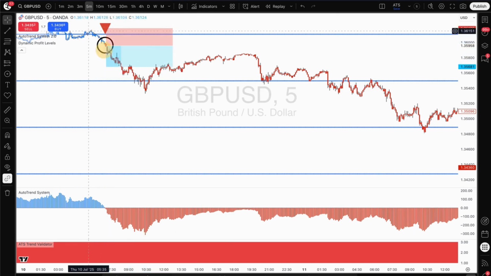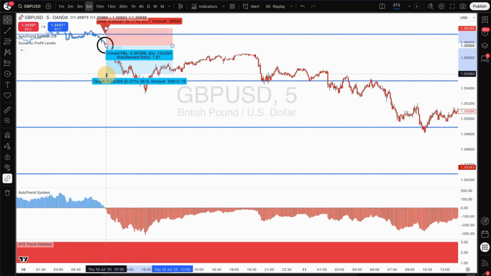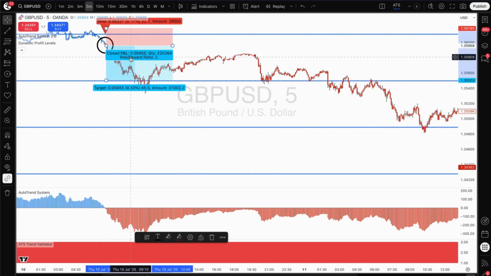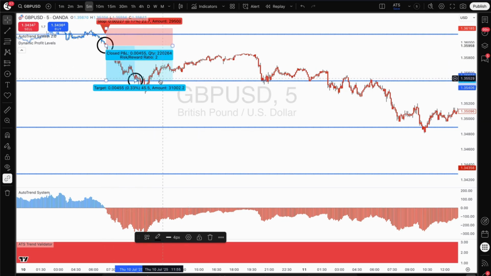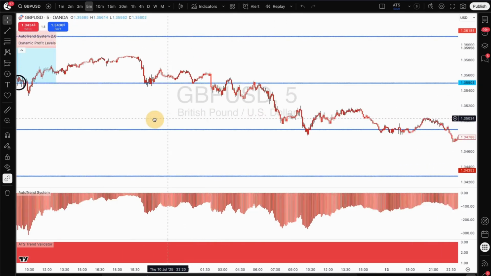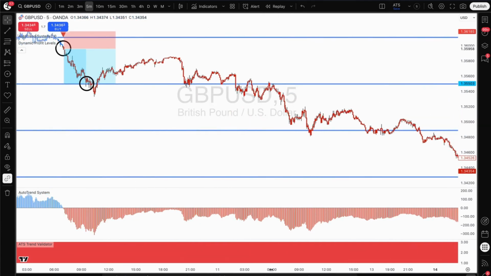So my stop loss is here, and I'm targeting the first dynamic profit level, the first next horizontal blue line on my chart, which comes up right at a risk-reward ratio of 2. So risking $2,000 to make $4,000, for example. And then once that is reached, and it was reached just a couple hours later, because this is the 5-minute chart, so every candle is representing 5 minutes of price action. That was the first profit target, and then the next one down here.